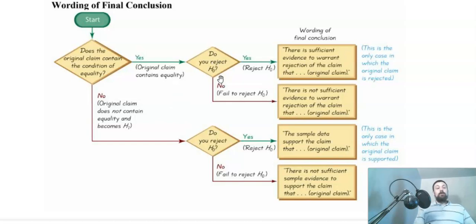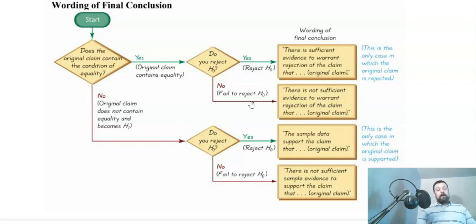All right. Do you reject the null hypothesis? If yes, this is the conclusion you should draw about the original claim. As I just mentioned, on this path, the claim becomes the null hypothesis. If we reject the null, we are rejecting the claim. And notice that's what the wording here says. There is sufficient evidence to warrant rejection of the claim that, and then you fill in the details of what the claim actually said with no mathematical symbols. It's completely verbal, right?